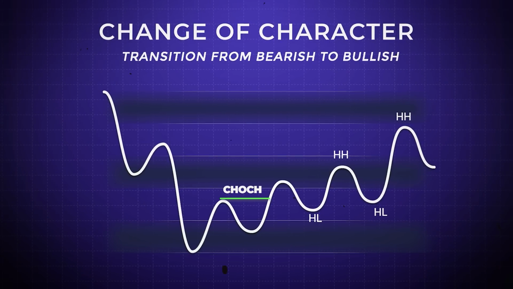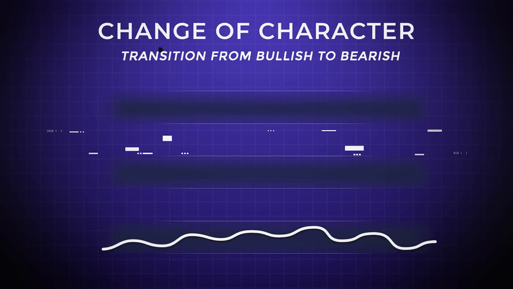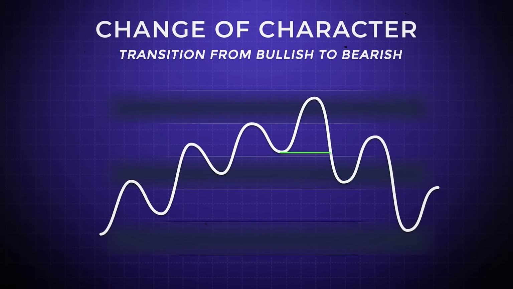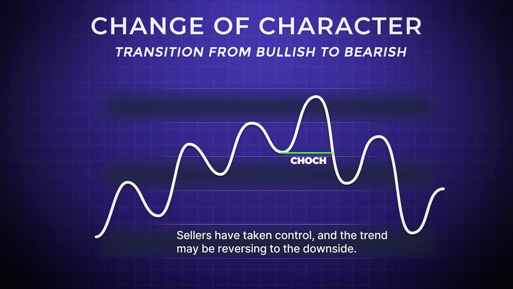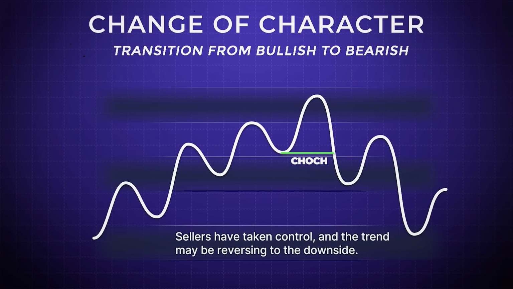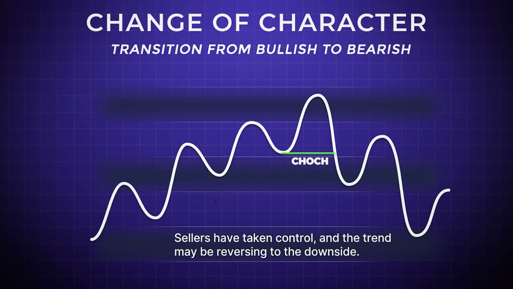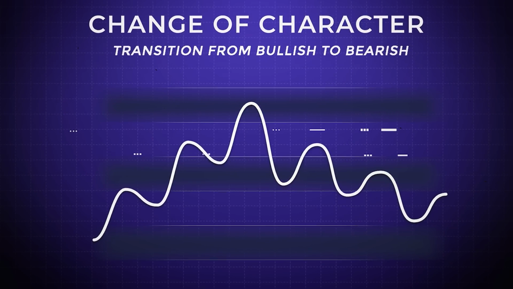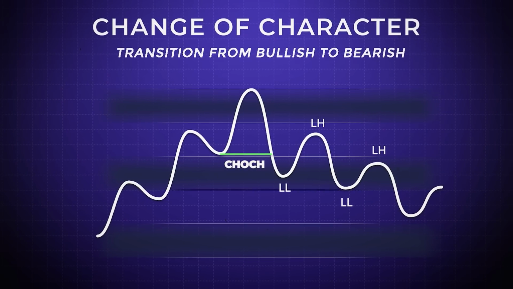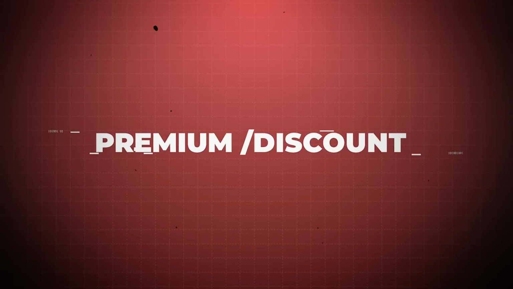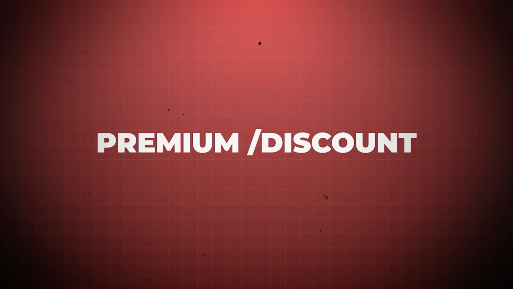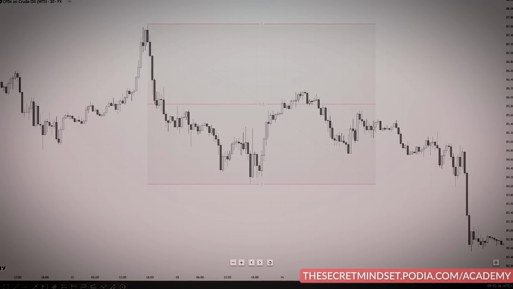into an uptrend. In an uptrend, a change of character would be signaled by a break below a previous major swing low. This would indicate that the sellers have taken control and that the trend may be reversing to the downside. If price continues to make new lower lows and lower highs, then we can say that we've transitioned into a downtrend.